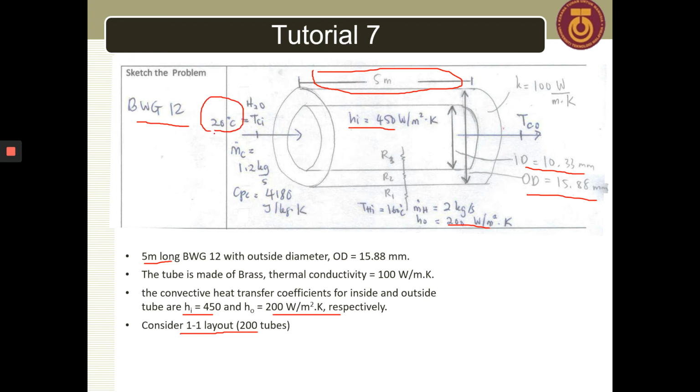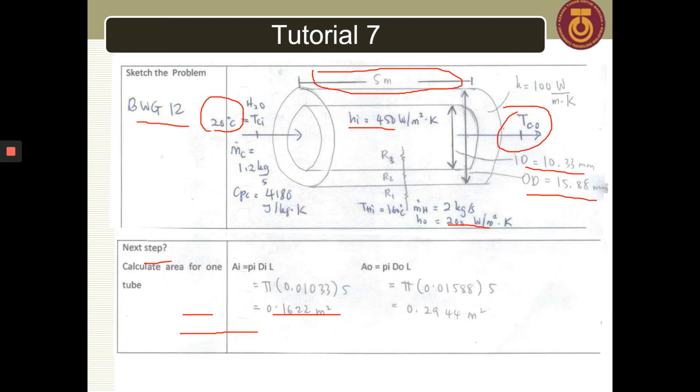Okay, the inlet temperature for water which is coming in is 20 degrees, and the rate is still maintained from the previous tutorial 6, and also the CP value. And we need to determine how much is the outlet temperature when we use 200 tubes. Okay, so far this is the complete drawing with the complete label. So let's have a look at the next step.